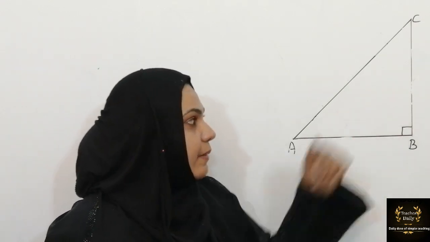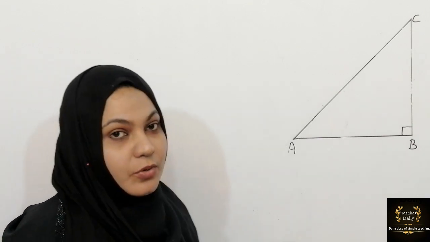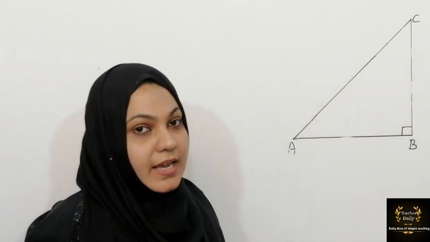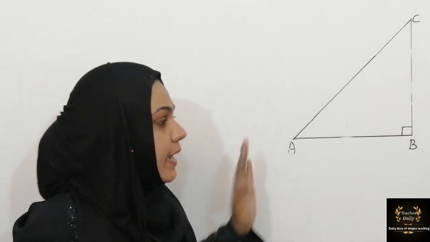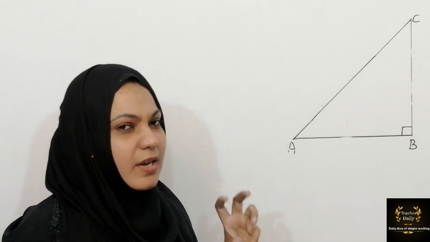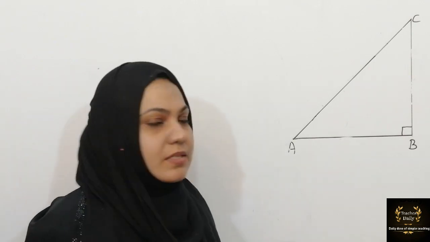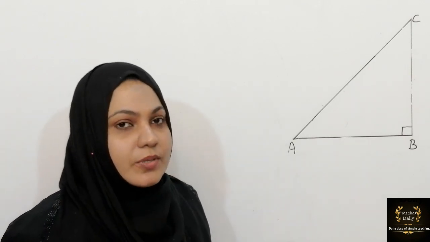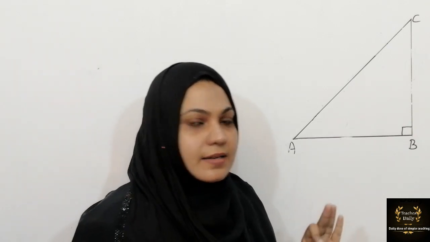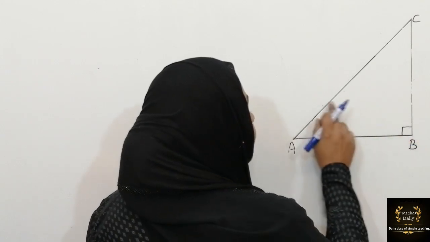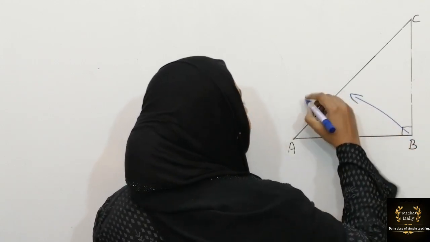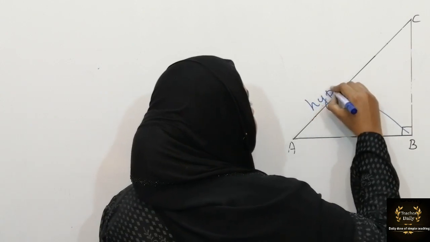In triangle ABC, first we have to understand which are the three sides of this triangle. You already know what is hypotenuse, what is base, what is height. But in trigonometry we have to learn a little more about them. Hypotenuse is the longest side of a right angle triangle, the side opposite to 90 degrees. This is 90 degrees, so the side opposite to 90 degrees is called hypotenuse.